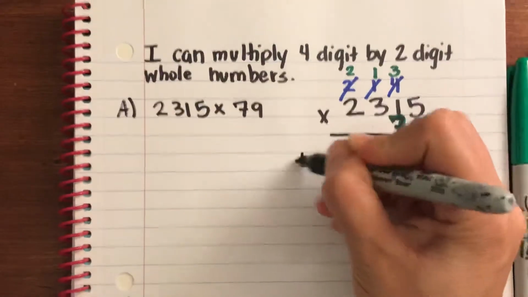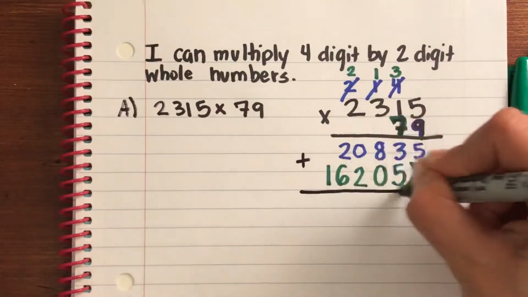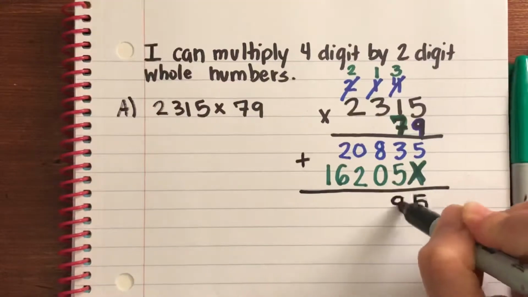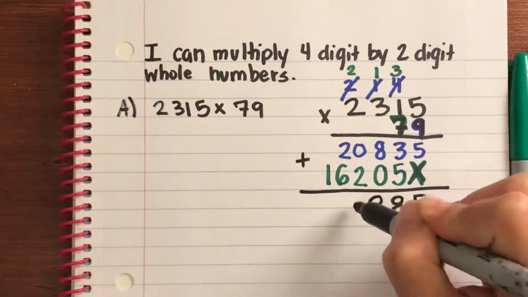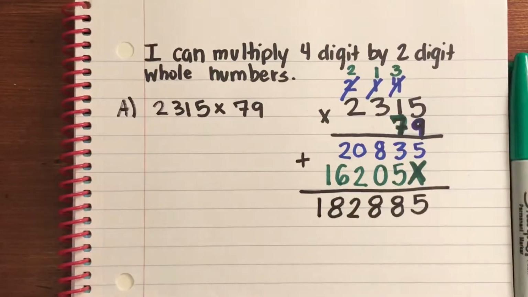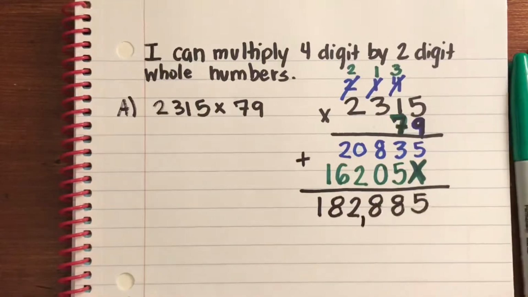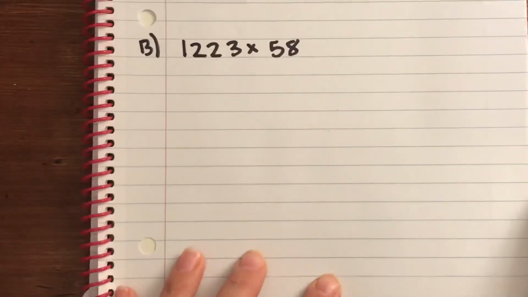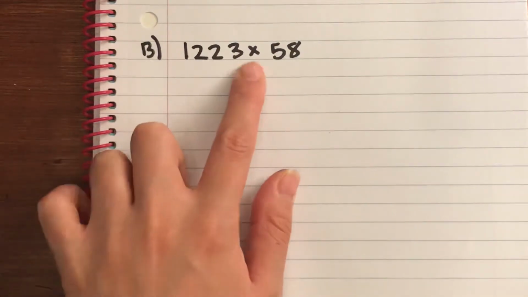Then I'm going to add these two partial products together. We have 5, 8, 8, 2, lots of 8s, 8, and 1. My total answer is 182,885. All right, let's do one more really quick. So we have 1,223 times 58.